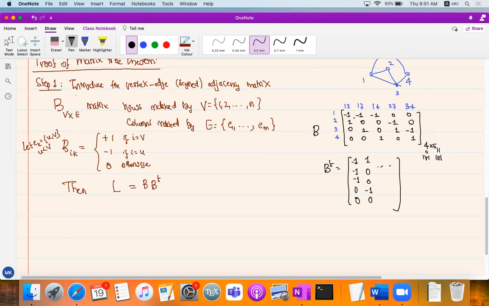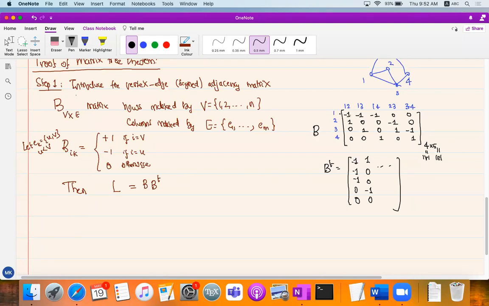What about the 1, 2 entry? If I multiply row 1 by row 2, this times this, and this times this, and so on. You will either get a -1 or a 0. When will it get a -1? If there is some column in which one has a -1 and the other has a 1, or vice versa. So that's why we get a -1.